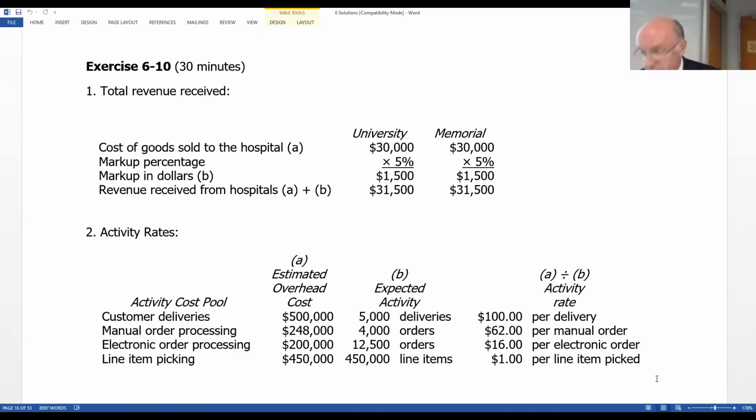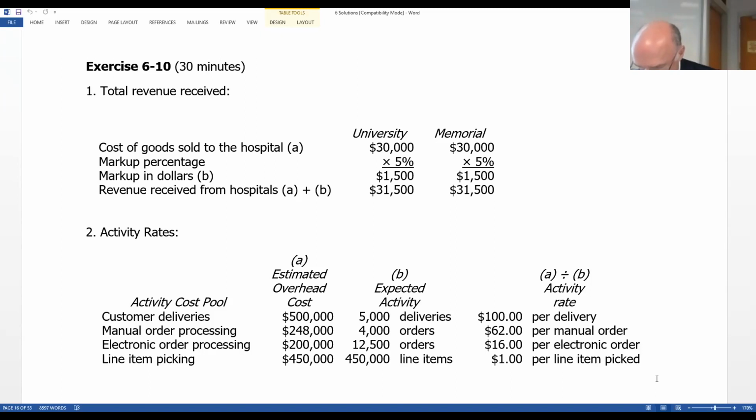So Memorial, it's going to cost them more to deliver because they do it 25 times instead of 10. Number of manual orders, 0 versus 30. Every time you have to process a manual order, somebody has to push the pencil or push the buttons on the computer. Number of electronic orders, 15 versus 0. No electronic orders, there's no cost associated with processing those because there aren't any. In the case of 0. Number of line items picked, 120 versus 250, more than twice as much. So you can see here, even though they charge each company $30,000, the cost of delivering is going to be different for those 2 different companies.